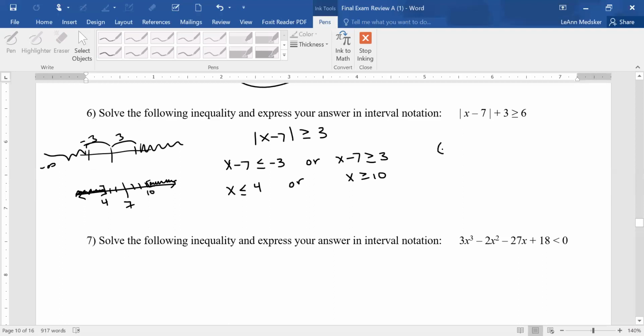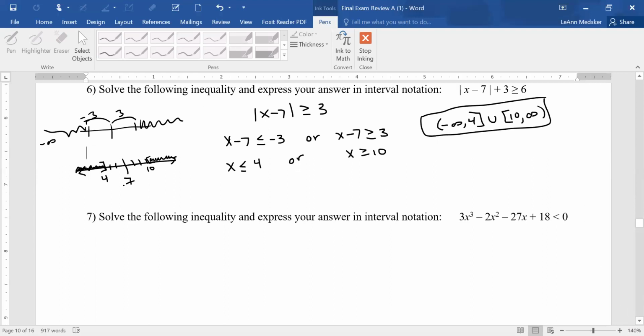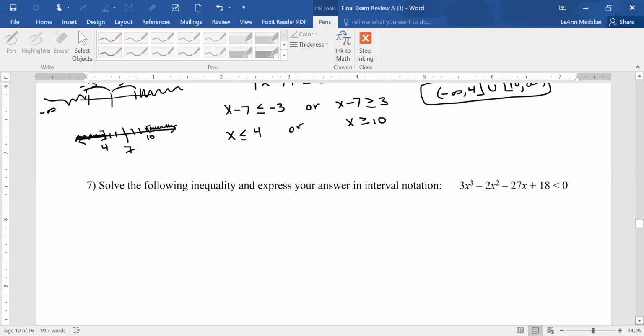So then in interval notation, this would be negative infinity to 4 with a bracket, union with bracket 10 to infinity. So that is our absolute value inequality. If this had been a less than, we would have wanted to stay within 3. So we would have set it up as x minus 7 is between negative 3 and 3. You set up an AND case then.